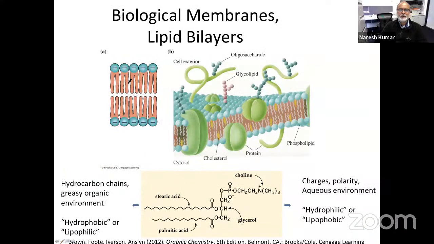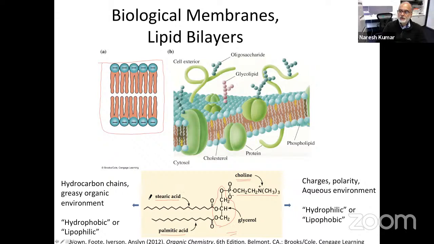This is a very simple example of a lipid bilayer. The membranes are composed of what we call phospholipids. And this is the structure of a phospholipid. The phospholipids are typically made up of a central unit we call glycerol. This three carbon chain alcohol is called glycerol. And the glycerol is now esterified at two of the positions with long chain fatty acids, shown by stearic acid and palmitic acid. And on the third one, there's a phosphate group, and then there is a side chain attached to it. And in this particular case, this side chain is choline. And this is an example of what we call a phospholipid.